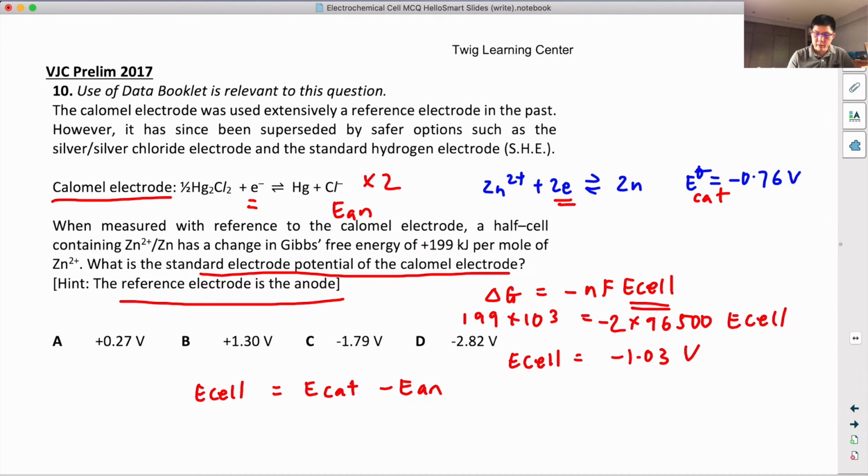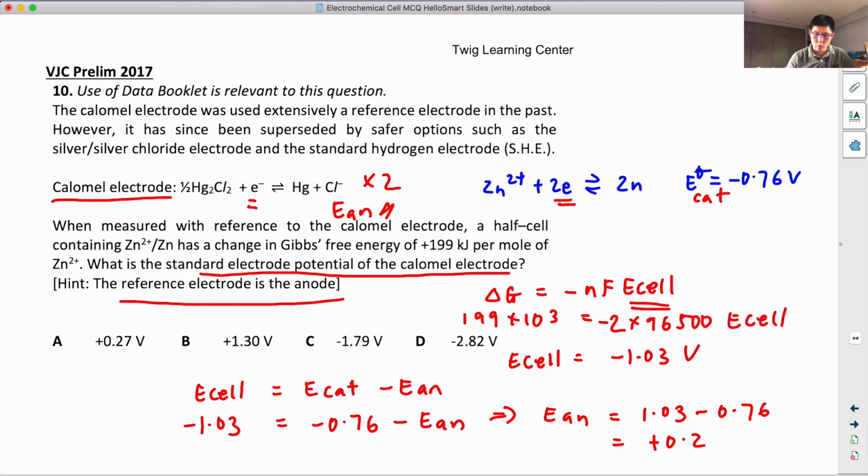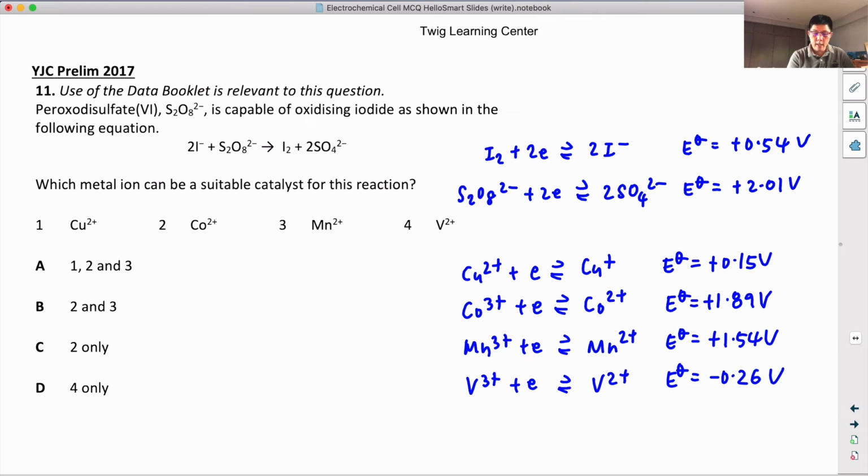So I'm going to just put in the values. E cell is minus 1.03, right? E cathode is minus 0.76 minus E anode, which is actually this one over here. So if you work it out, what's E anode? E anode equals 1.03 minus 0.76, and that will give you a value of plus 0.27, right? So that's the answer. That's why the answer is A. Okay, let's move on to the next question. Let's look at question 11.